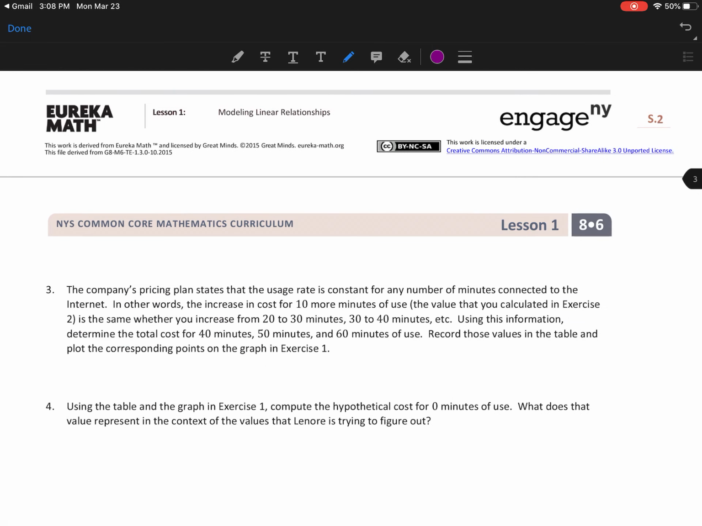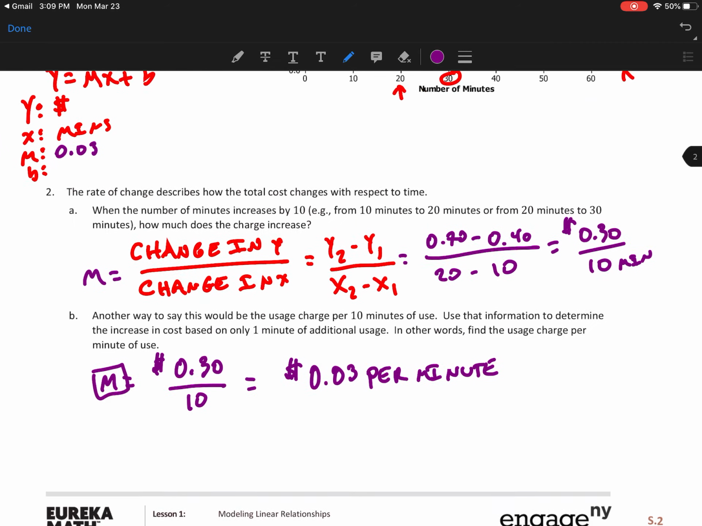So now we are going to move into 3. The company's pricing plan states that the usage rate is constant for any number of minutes connected to the internet. Well, that's a definition of constant. Very good. In other words, the increase in cost for 10 more minutes of use, the value that you calculate in exercise 2, is the same whether you increase from 20 to 30, 30 to 40, etc. Using this information, determine the total cost for 40 minutes, 50 minutes, and 60 minutes. Record those values in the table and plot the corresponding points on the graph in exercise 1.